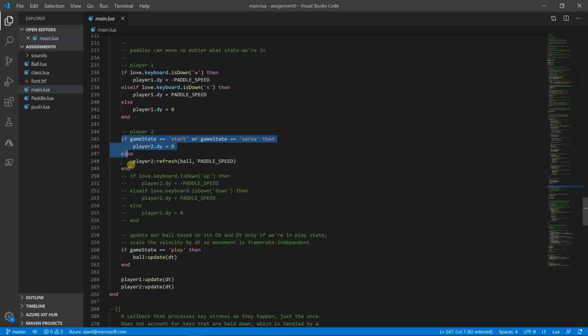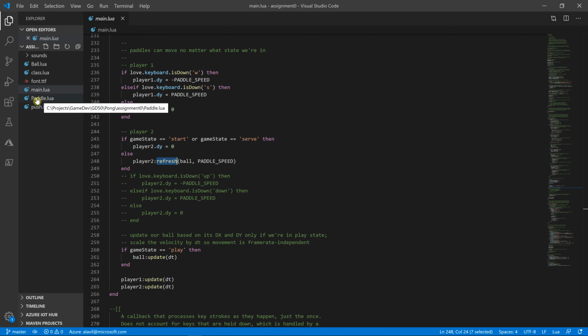So in this case, here, we need to be sure that we are not either in the start state or in the serve state. So we are actually playing the game. We are in the play state. And I call a function that is called refresh, and it's where we implemented all the logic for the AI-controlled right paddle.